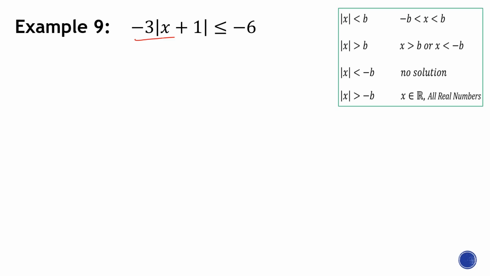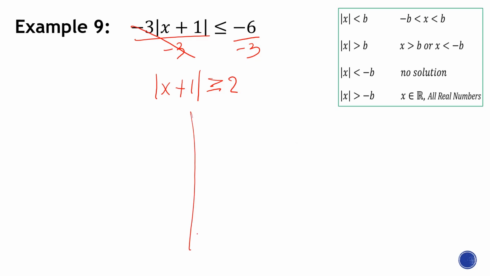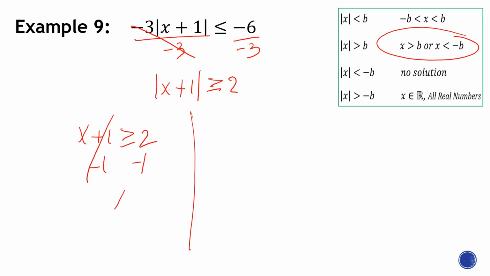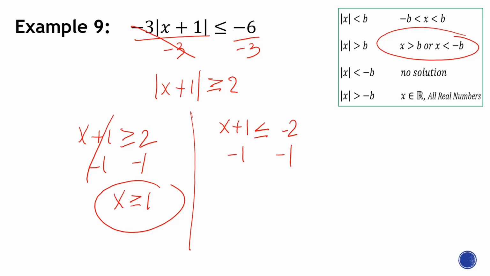Similarly, if it's less than and you divide by a negative number, that will change. Okay, that one. And then since that is greater than, this will be the solution. So we will separate this into two solutions. Subtract 1, x is greater than or equal to 1. That's the first answer. And then the next is x plus 1 is less than or equal to negative 2. Subtract 1 on both sides. x is less than or equal to negative 3.